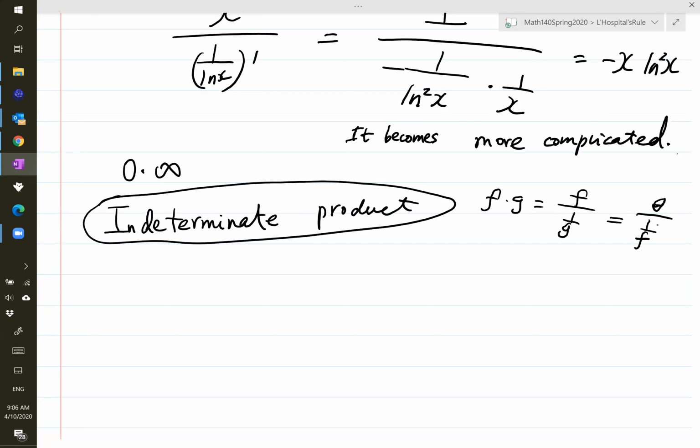Another thing is the indeterminate difference.